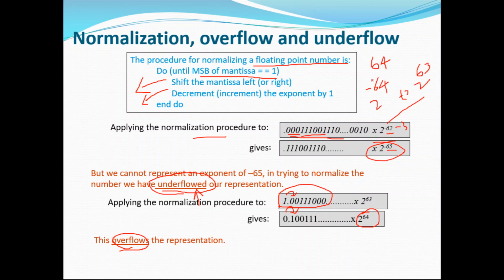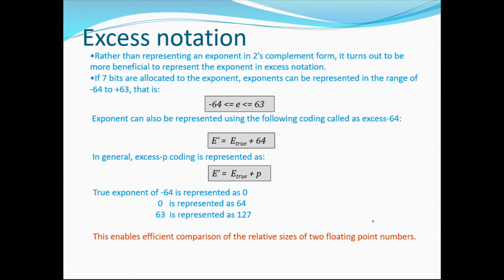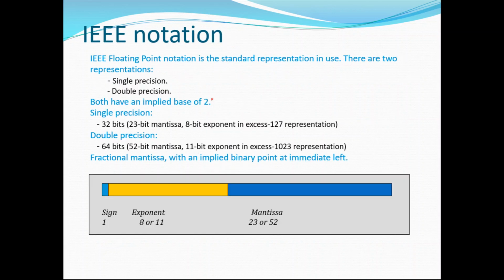So this is the minimum number you can represent, but you are going beyond that, which is 2 to the power minus 65. Overflow means you are trying to represent beyond the maximum number. The maximum number you can represent with 64 bit is 2 to the power 63, but you are going beyond that. So that condition is called overflow. There is something called excess notation. We will come back to this later. We will discuss that in one context.